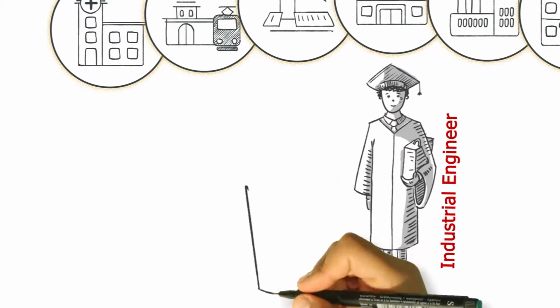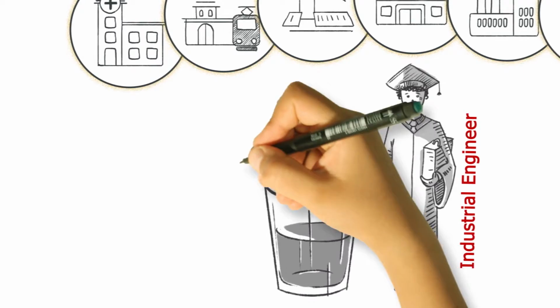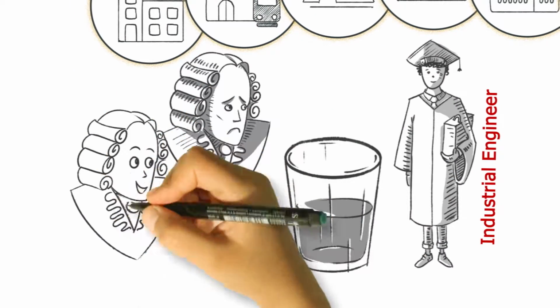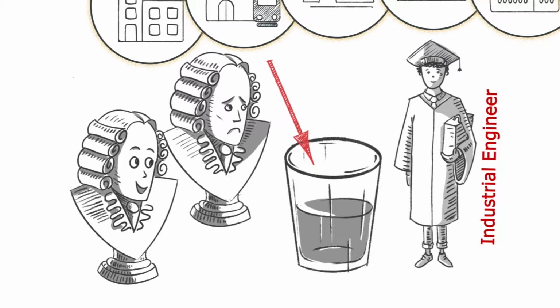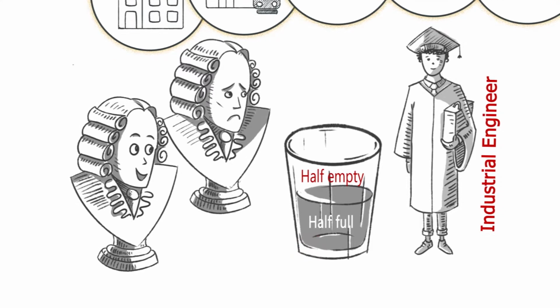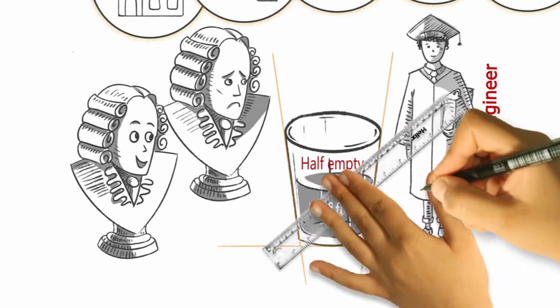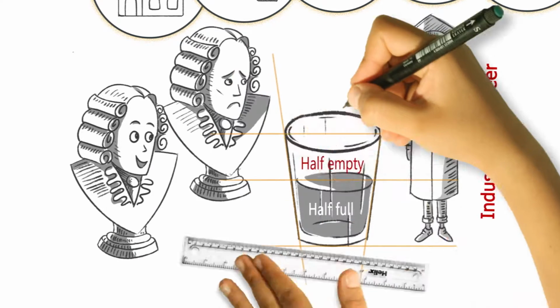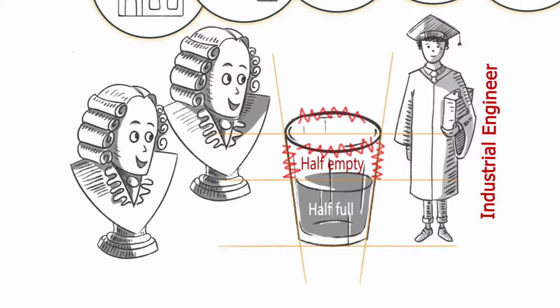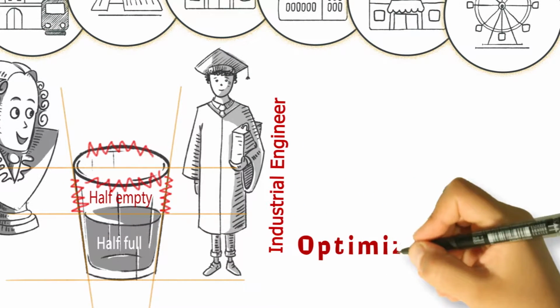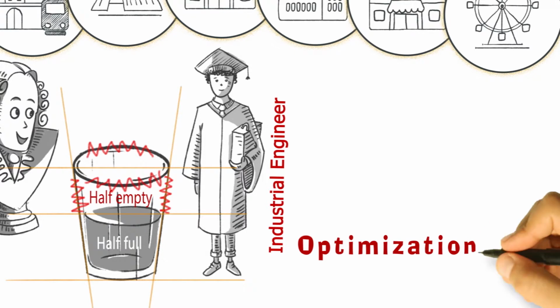Before we cite examples, from well-known sayings, it will help to have an idea of what industrial engineers do. The pessimist will probably complain that this glass is half empty. The optimist will probably declare that it is half full. Meanwhile, the engineer will assess and state that the glass is 2 times the size it needs to be. Therefore, the primary mission of industrial engineering is optimization.